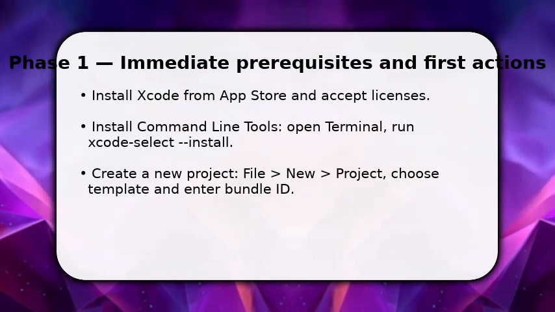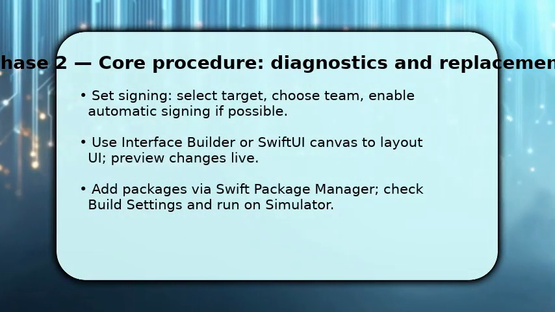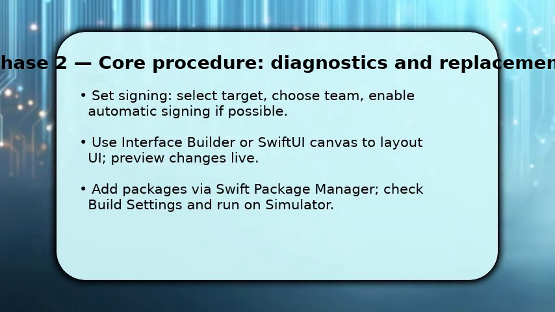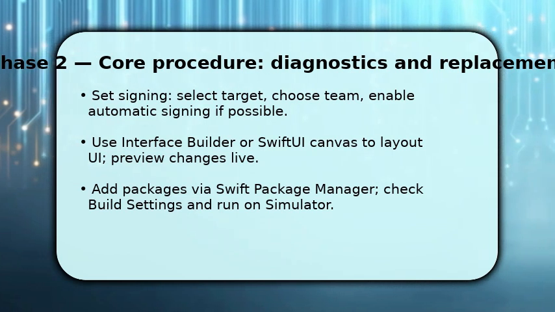Now you configure the project and run a first build. You set the target, pick a team, and enable automatic signing to avoid certificate friction. You can switch to manual later.